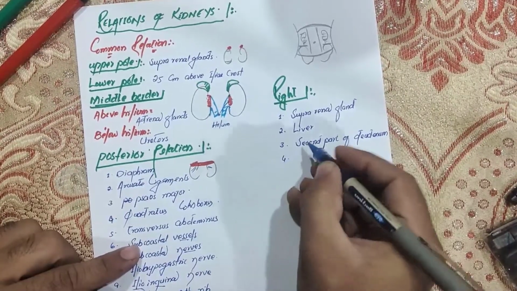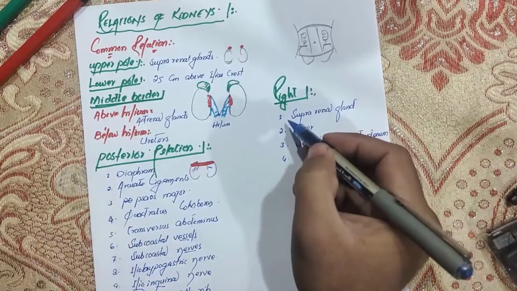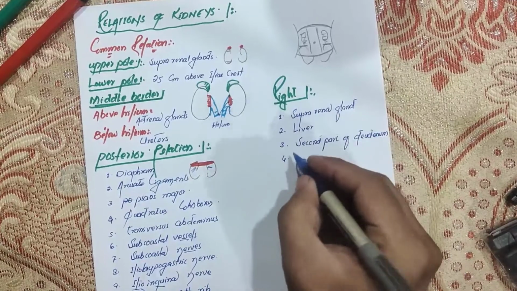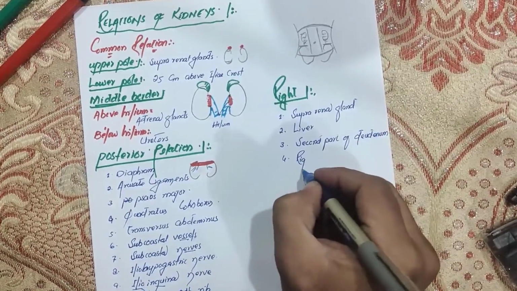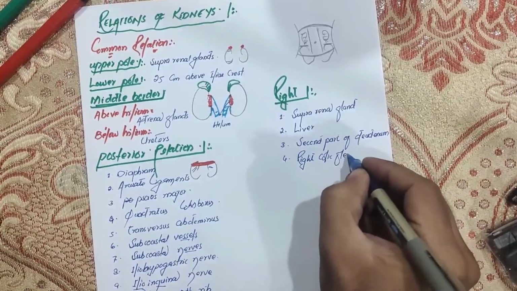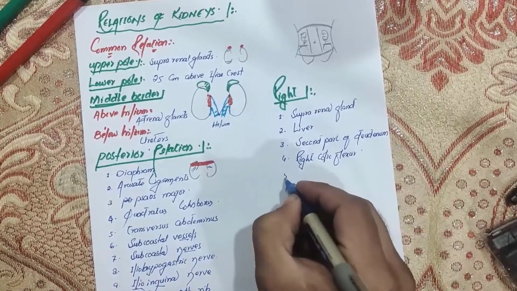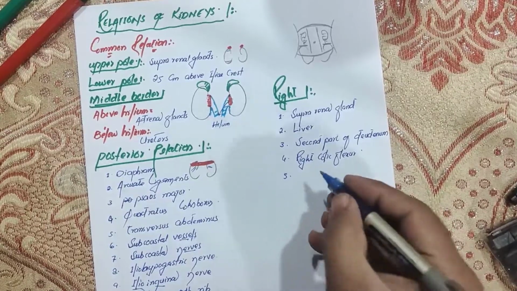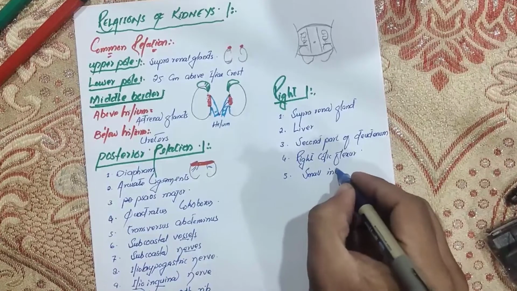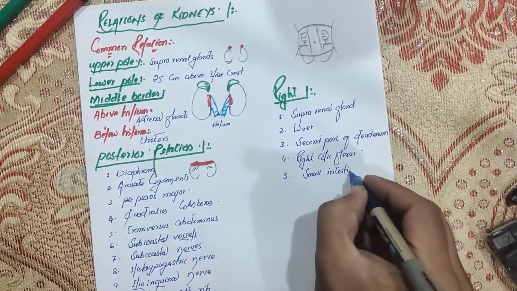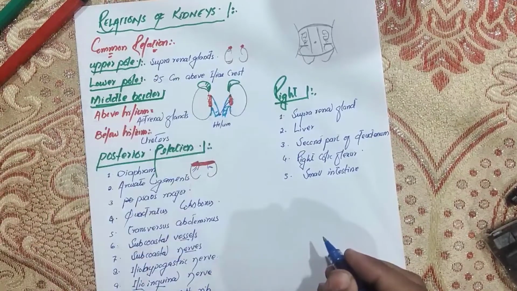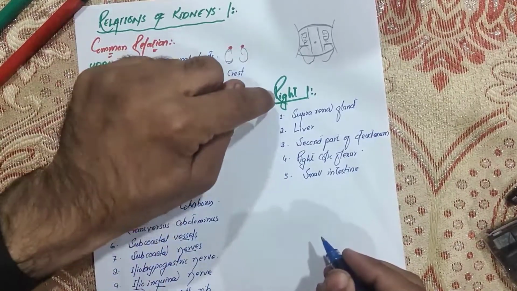Then the fourth important structure present in the anterior relation of the right kidney is the right colic flexure, right? And the fifth one is the small intestine, right? Most part of the small intestine is there, not all parts of it. These are the structures on the anterior surface of the right kidney.